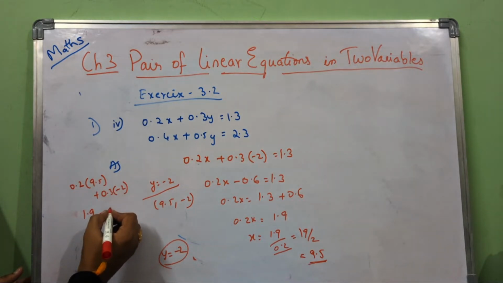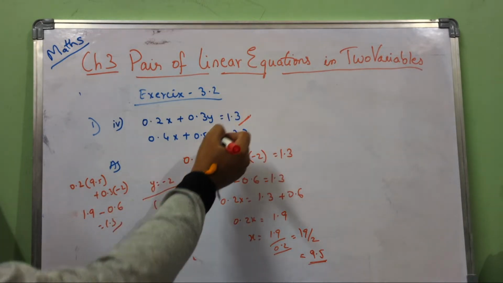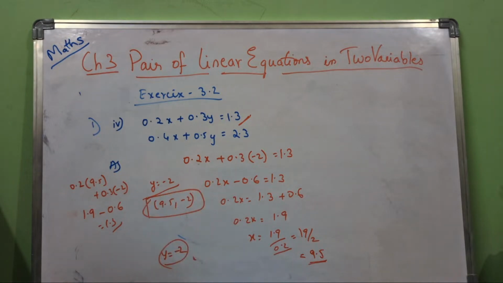0.3 into 2, just 0.6. So what I'm getting is 1.3, and our answer is also 1.3. So the solution is correct, which is 9.5 comma minus 2.